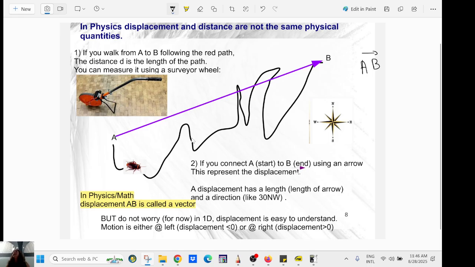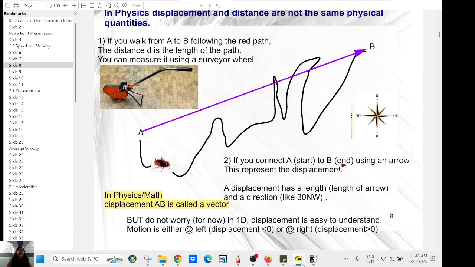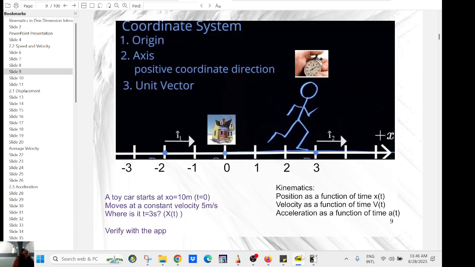Let me ask you something. If you go for a walk, and you go back to the same place, what do you think is the displacement? 0, very good. But the distance is not 0. That will be a typical conceptual question in my class, or if you're taking the MCAT, they like to trick the students, right? Displacement, you connect the beginning to the end.